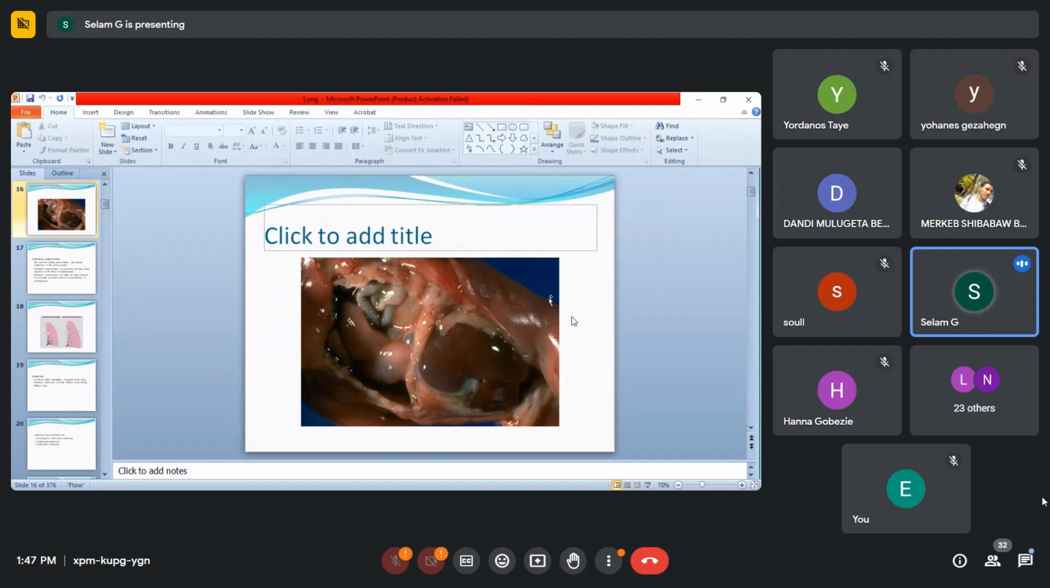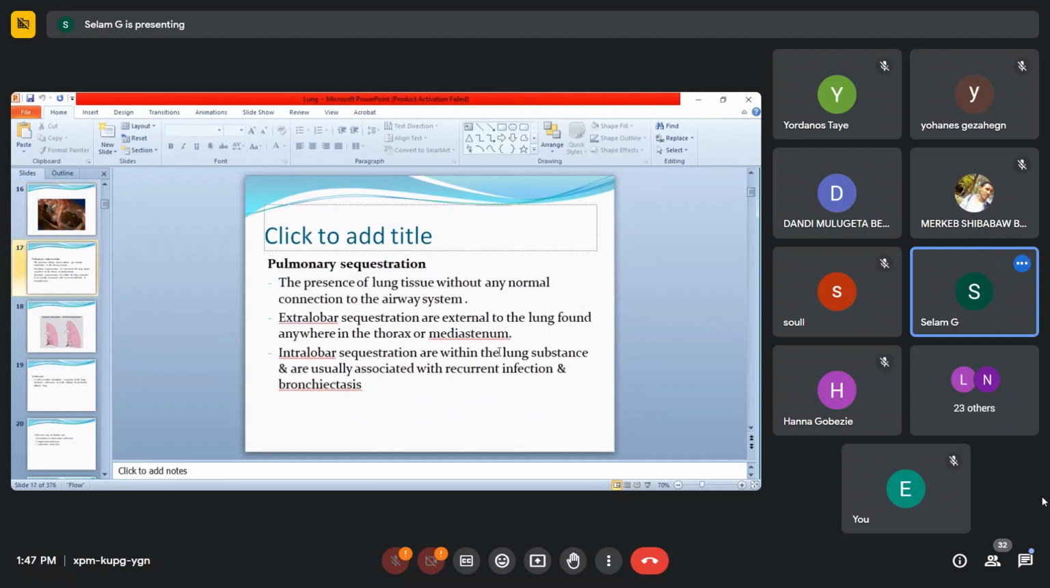Again, you see the hernia placing the liver in the upper chest, and you don't see any development of the lungs. The other lesions are what we call pulmonary sequestrations. So pulmonary sequestration is the presence of lung tissue without any normal connection to the airway system. So if you find a portion of the lung that is not connected to the airway, that portion of the lung is not getting the air needed or is not expanding.